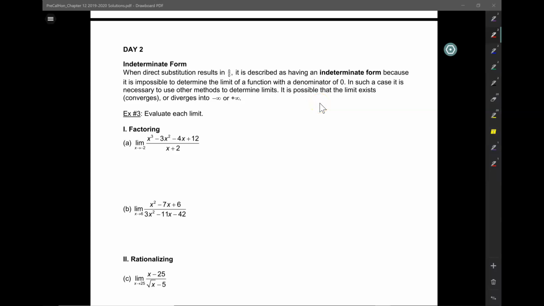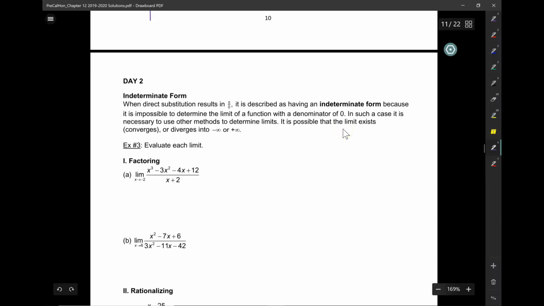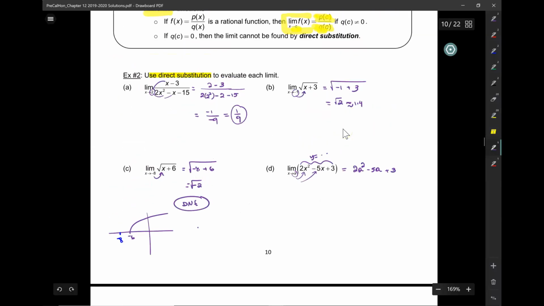Hey guys, so this is 12.2, day 2. We're going to continue finding limits algebraically like we did last time. Last time what we started doing is finding limits by direct substitution, right?